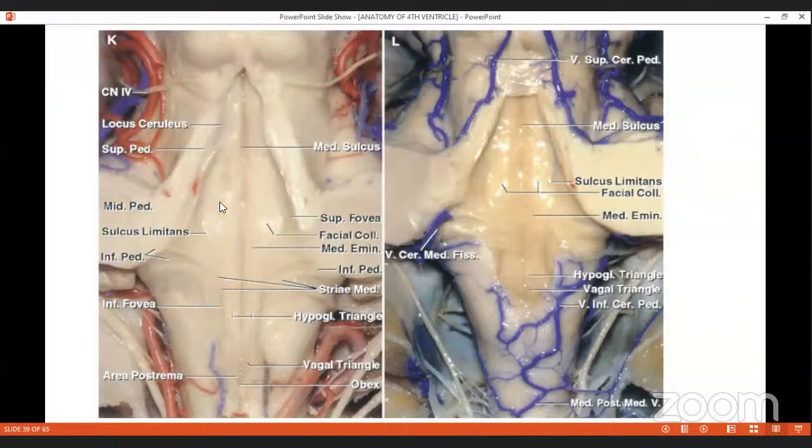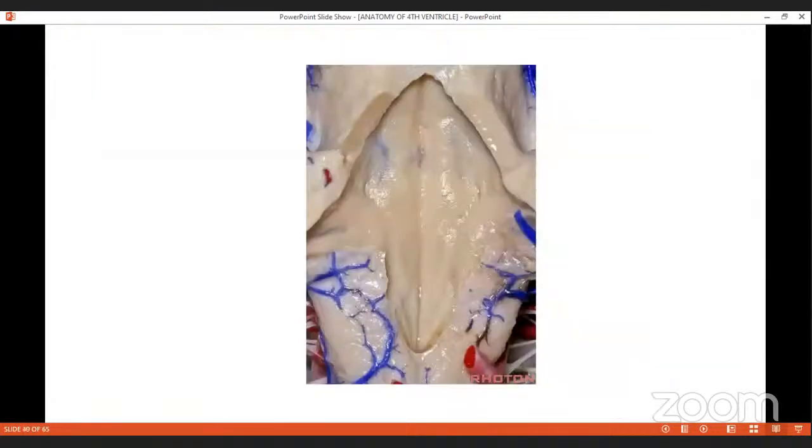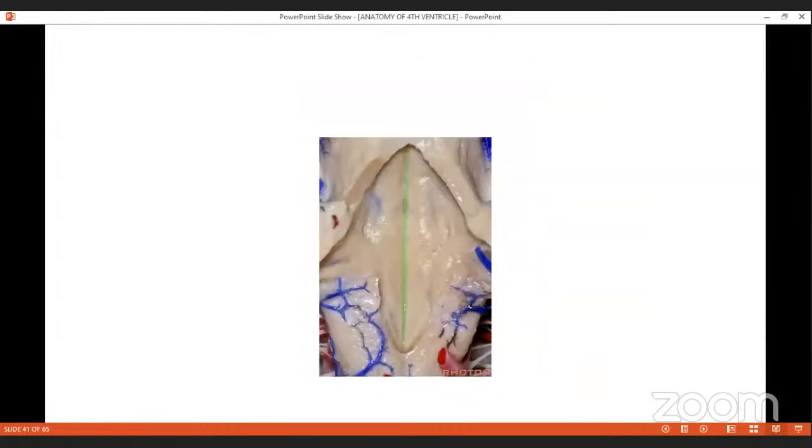At the superior aspect of the superior fovea, we saw that there was an area of grayish blue cells, which is called the locus ceruleus. These are the superior cerebellar peduncles that we have already seen. Right, so the floor is comparatively simple. You need to know the anatomy of the brainstem that will be in the further sections. Now here we'll be revising each structure step by step.